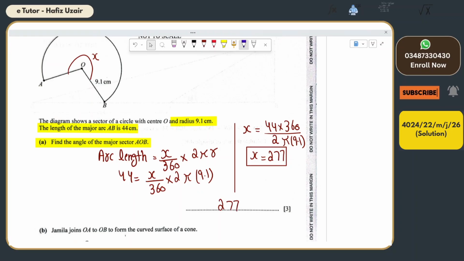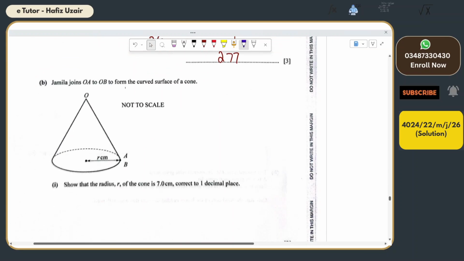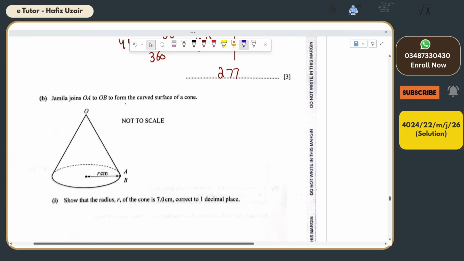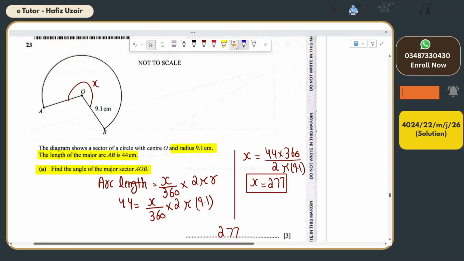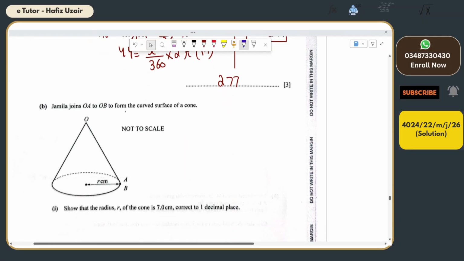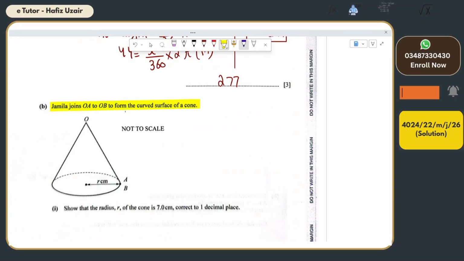All right, now Jamila joins OA and OB, and a cone forms. Jamila joins OA to OB to form a cone. The curved surface area of a cone. Show that the radius of the cone is 7.0, correct to one decimal place.